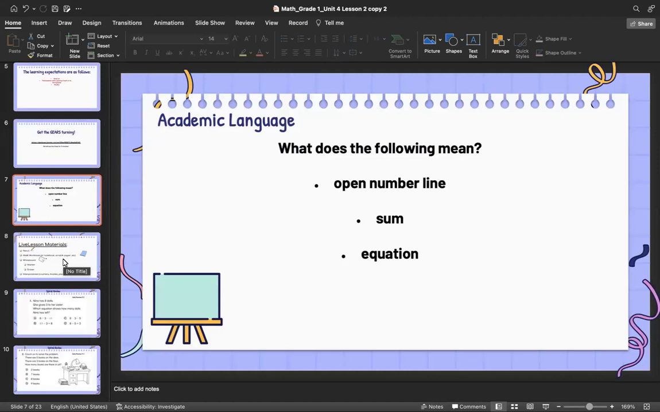The academic language does change. The kids do need to know open number line. What does it mean? The meaning is sum, and then also equation. Pause and talk it out with your learning coach.